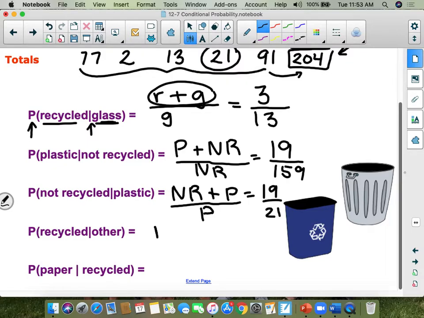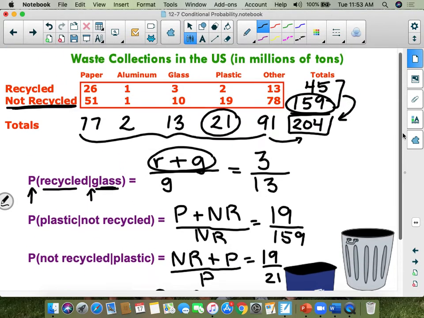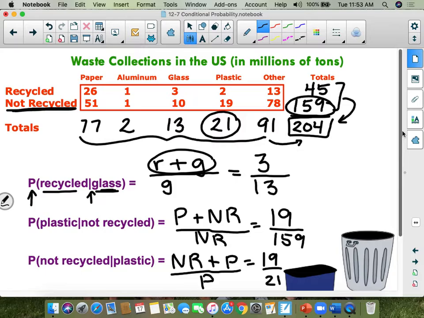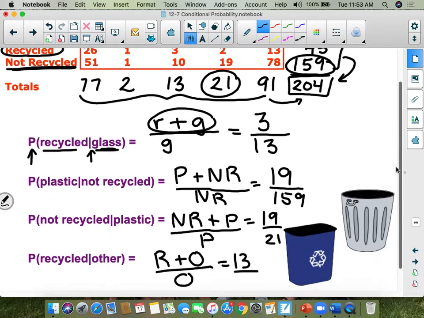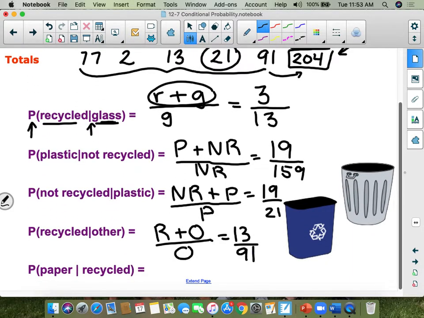Recycled and other. Recycled plus other divided by other. Recycled plus other. How many are recycled and other? Well, there's recycled right here. And here's other. Recycled and other makes 13. Divided by all the others. What's all the others? 91.